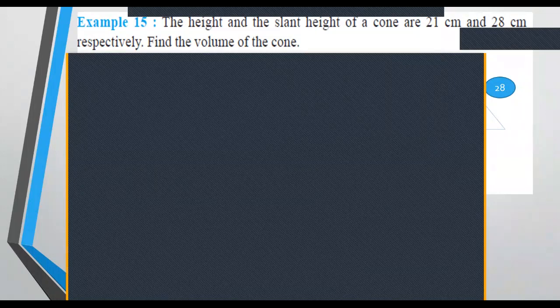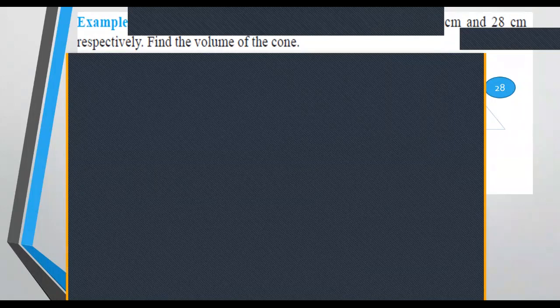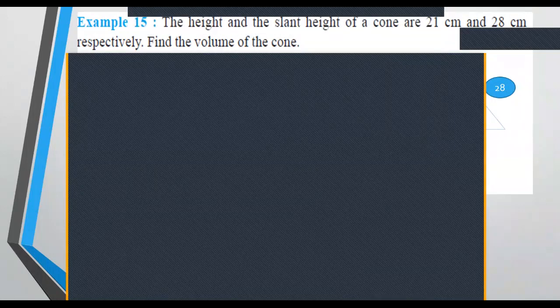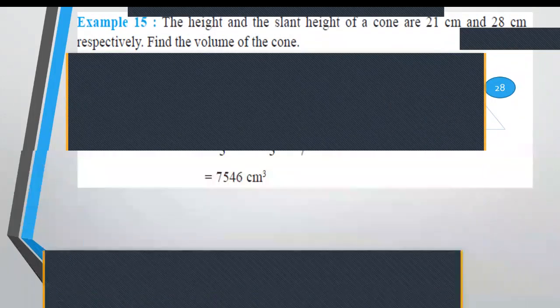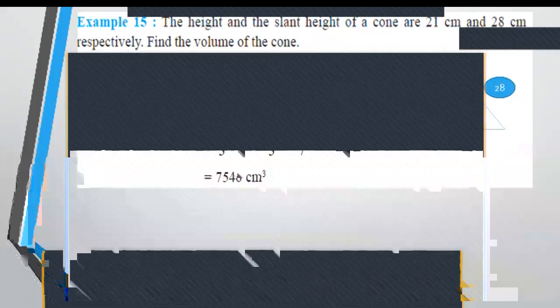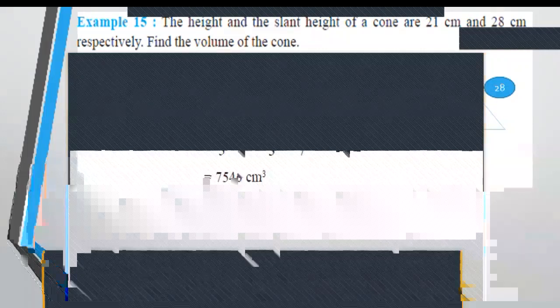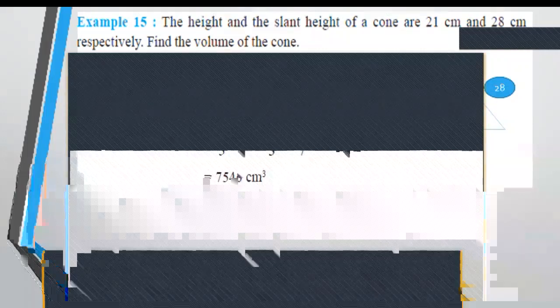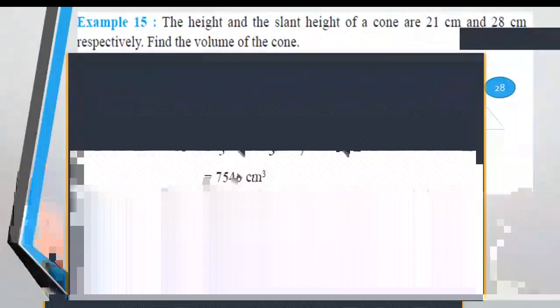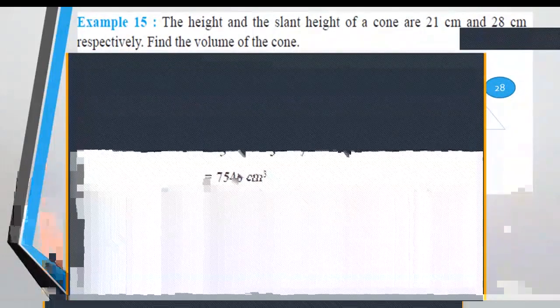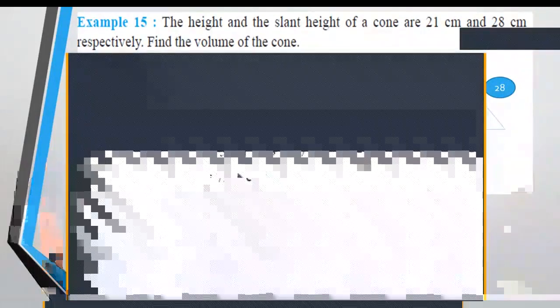The height and the slant height, why is this coming up again and again? The height and the slant height of a cone are, just write in short, h is equal to 21, L is equal to 28. Give me the volume. So when h and L are given, you can find out the radius. Use Pythagoras theorem, find the radius. The diagram is here itself. You can see the diagram also.